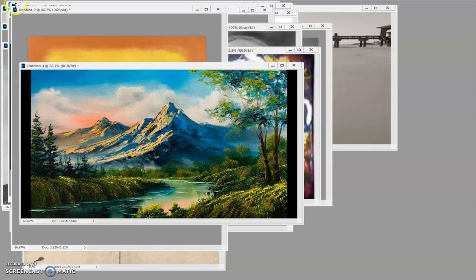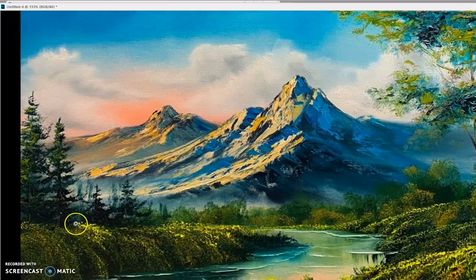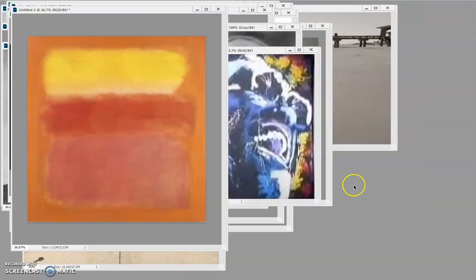But let's look at this one. If we zoom in on this picture, we can see that it does not have a lot of detail. That's got just a bunch of marks that when we put them together, they look like a mountain scene. But there really aren't a lot of fine details in that. And that's something that some of you may not have caught.